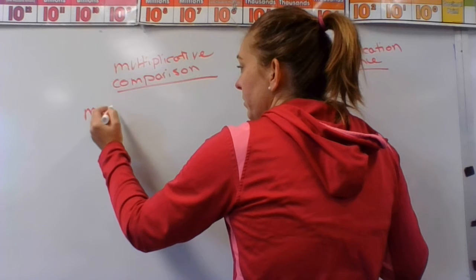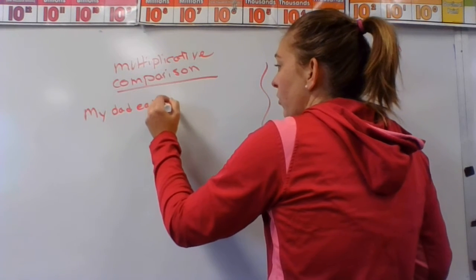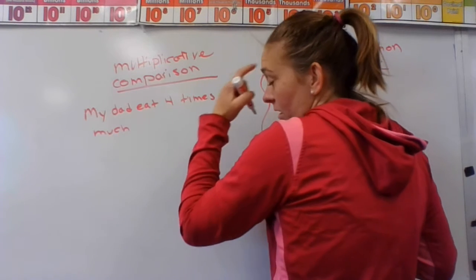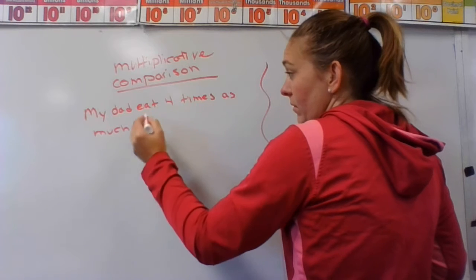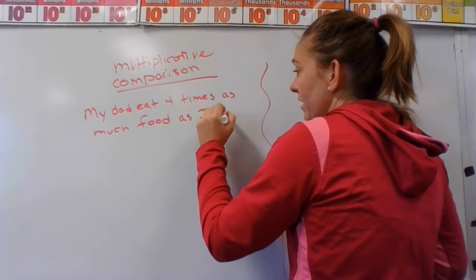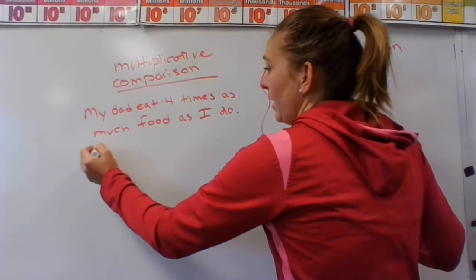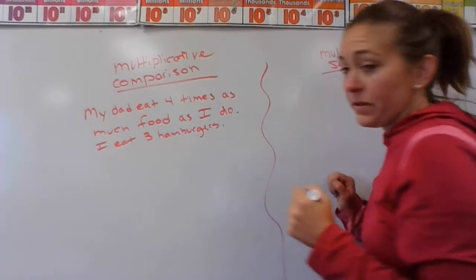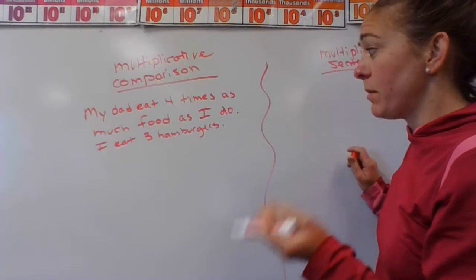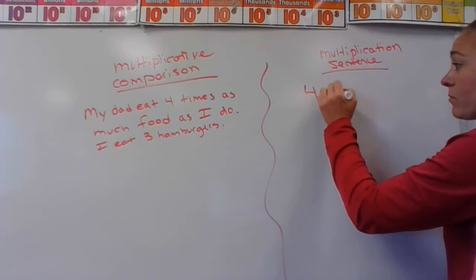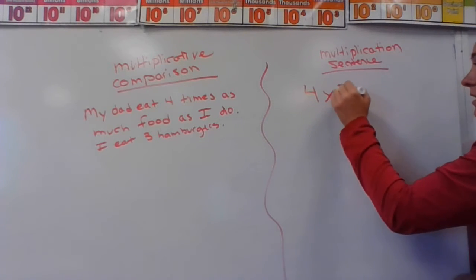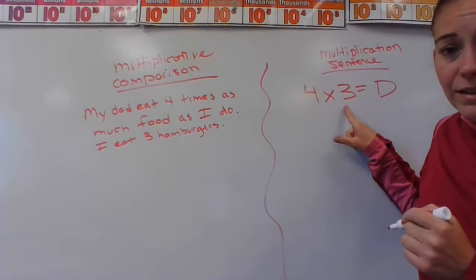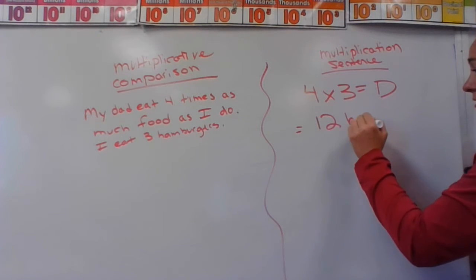My dad eats four times as much food as I do. And you have to put obviously what you are. So I eat three hamburgers. We have to figure out how many hamburgers dad eats. If dad eats four times as much food, that's going to be four times, and I can eat three hamburgers. I'm going to put a D here, a variable for how much dad can eat. Dad can eat four times as much as I can eat, which means dad must be able to eat 12 hamburgers.